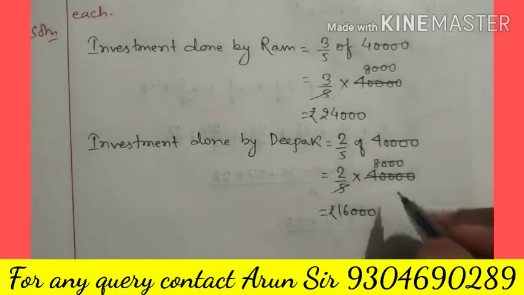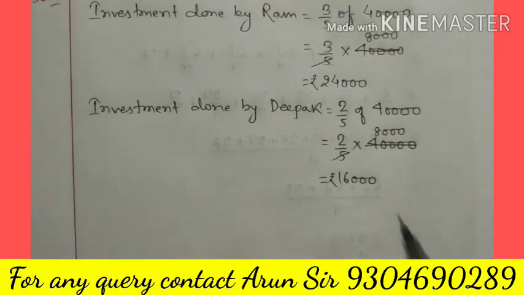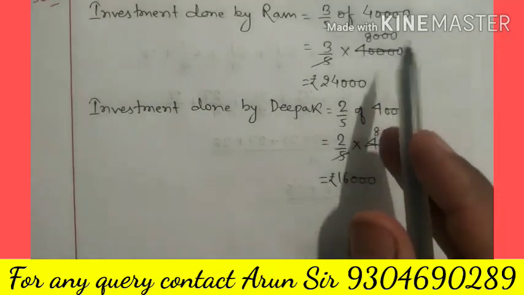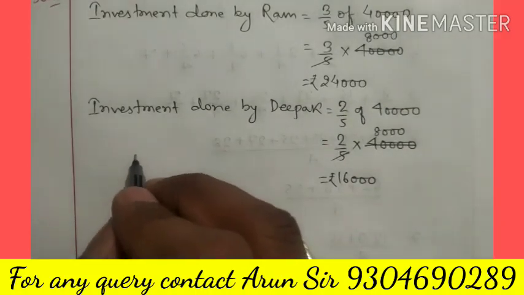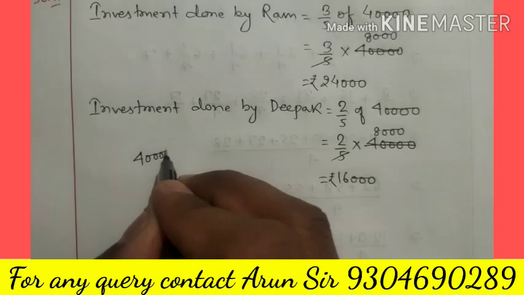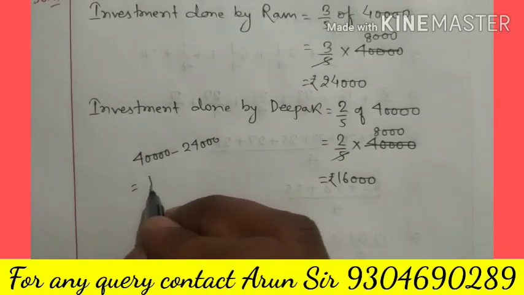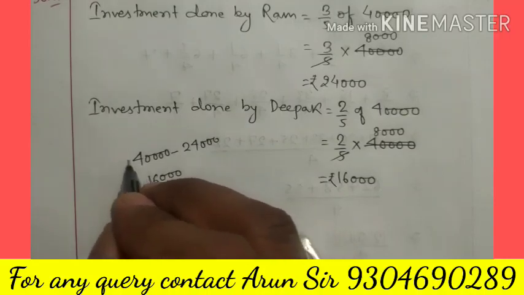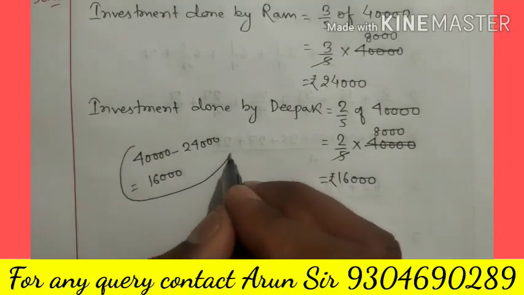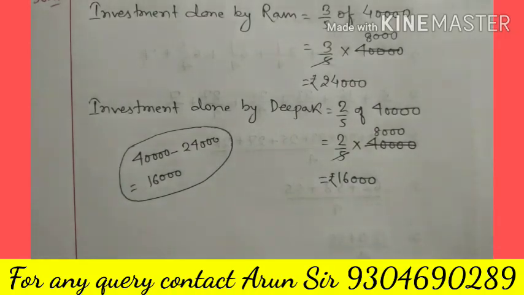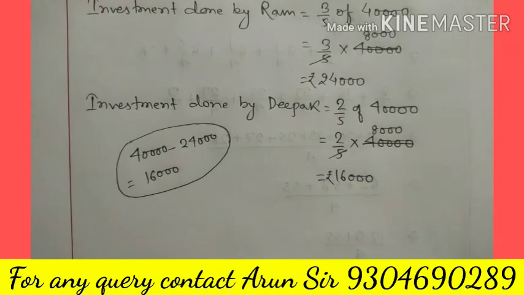This is your answer. You can find Deepak's investment also by subtracting 24,000 from 40,000. You can solve it by this also. 40,000 minus 24,000, you will also get 16,000. Because investment is done between only these two, it means one person's investment is known. That means we can subtract the value from the total investment to find the other person's investment.